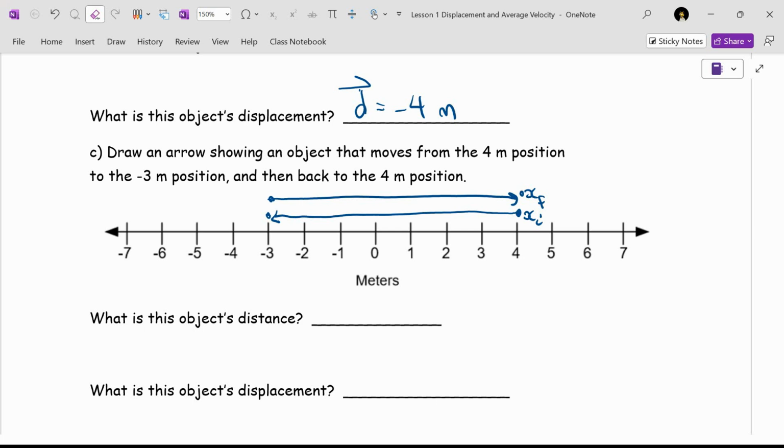Joey, I saved this one for you. What's the object's distance? Where did it start? And then where did it end up? That's 7. And then what? From here, we went this way. I don't think it's 7. What is it really? 14. Yes?